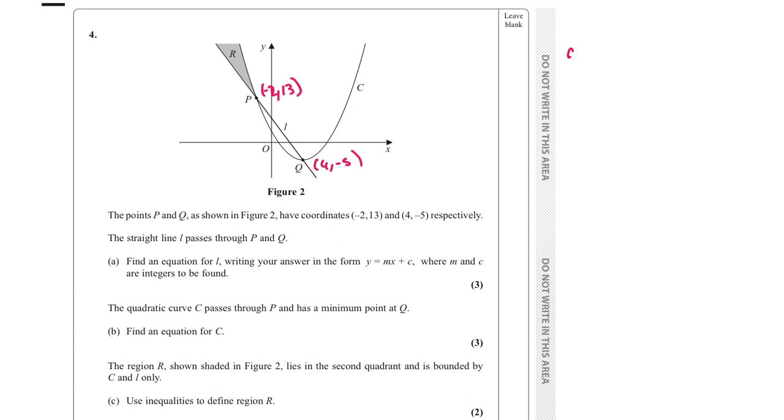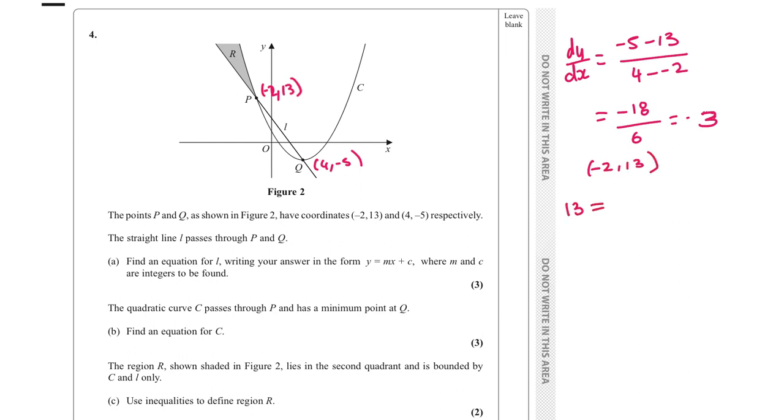Okay, so find the gradient first, which is the difference in y over the difference in x. So minus 5 minus 13 over 4 minus minus 2. So I'm going to negative 18 over 6, which is negative 3. And then I can choose any point. I'm just going to choose minus 2, 13. So I'm going to have 13 equals, sorry, done that the wrong way, gradient, minus 3 lots of minus 2 plus c. So 13 equals 6 plus c, so c equals 7. So we're going to get y equals negative 3x plus 7.